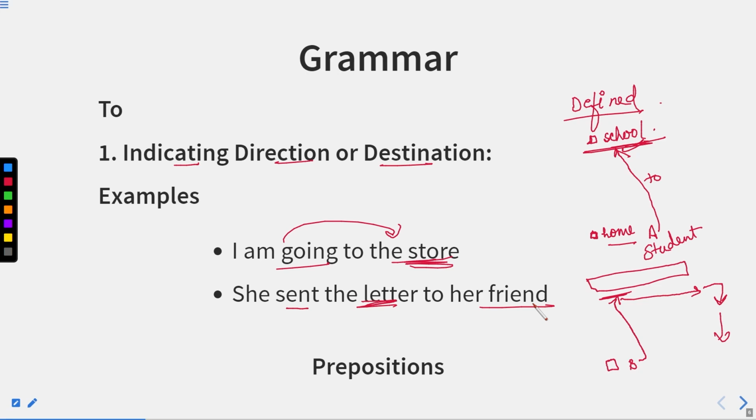Because that letter is only for her friend. Therefore, she sent the letter to her friend. So we are using to over here. Also, we can show the relation.